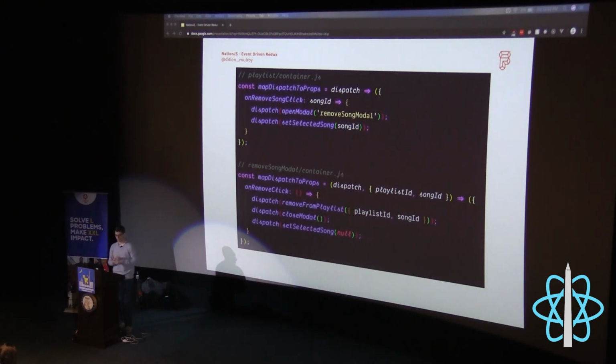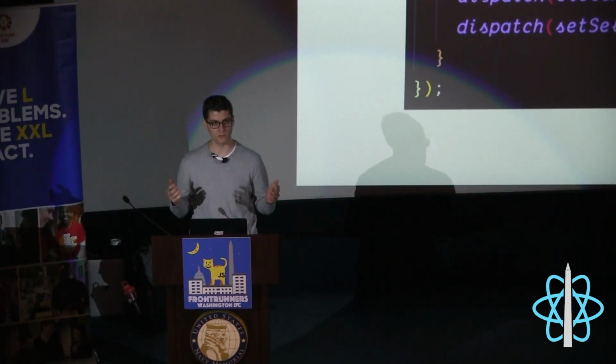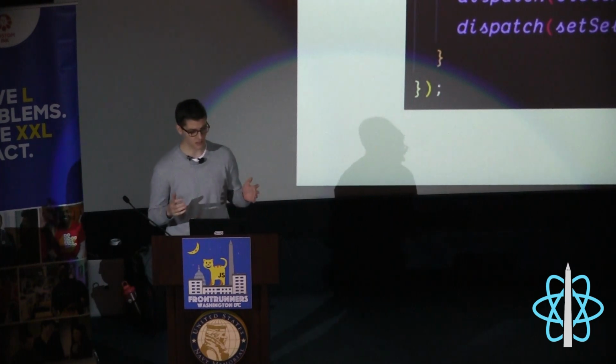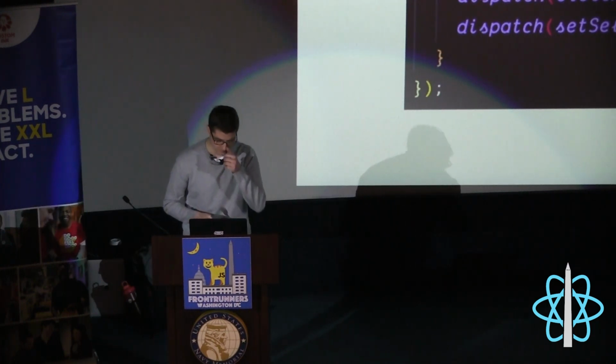Let's look at container. You can imagine we might have two connected components in this application. We would have our playlist view, which our mapDispatchToProps might look like onRemoveSongClick, right? We'll get a song ID. We'll dispatch open modal. We want to open the remove song modal, and we want to set the selected song that we're acting on as whatever row we clicked on, right?